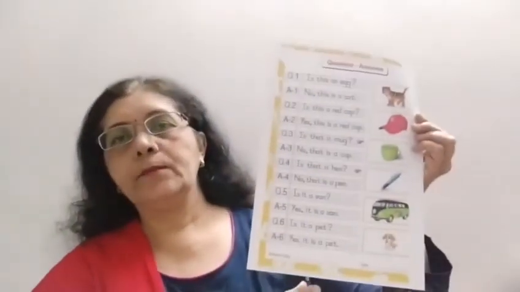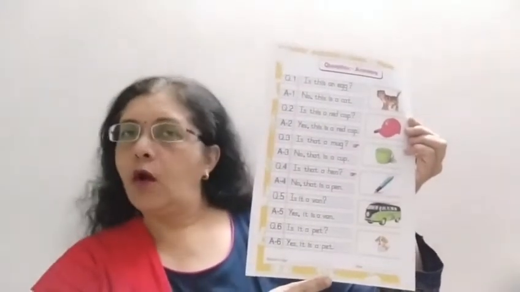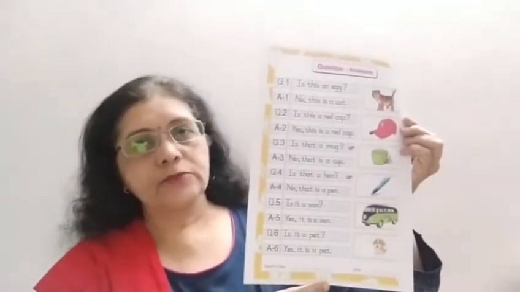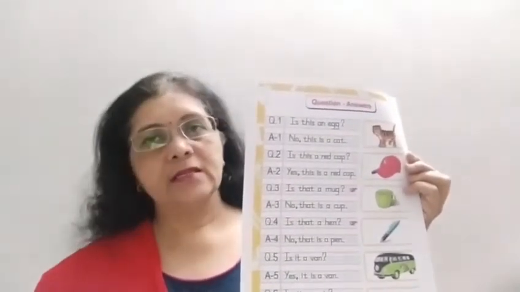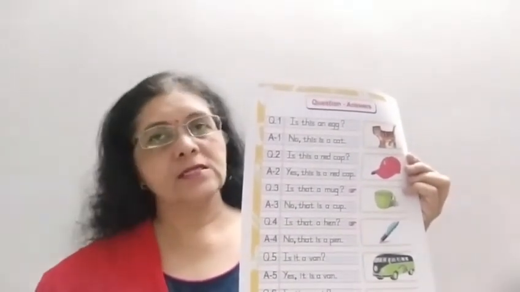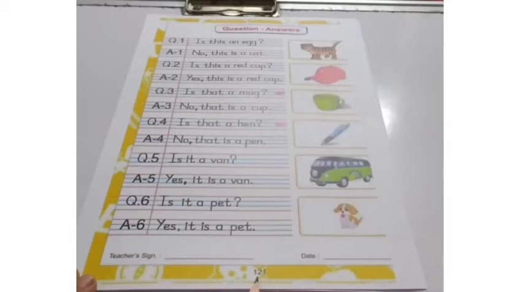Now children, open page 121 of your English classwork book. We will read the question and answers. Children, open page number 121 of your English classwork book. Today we will read the question answers related to yes or no sentences.